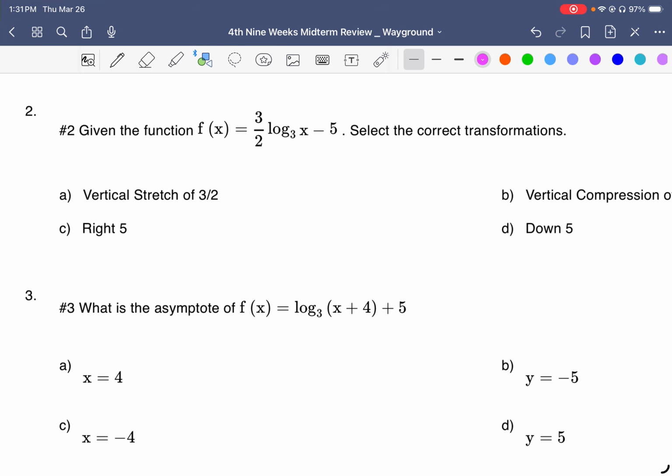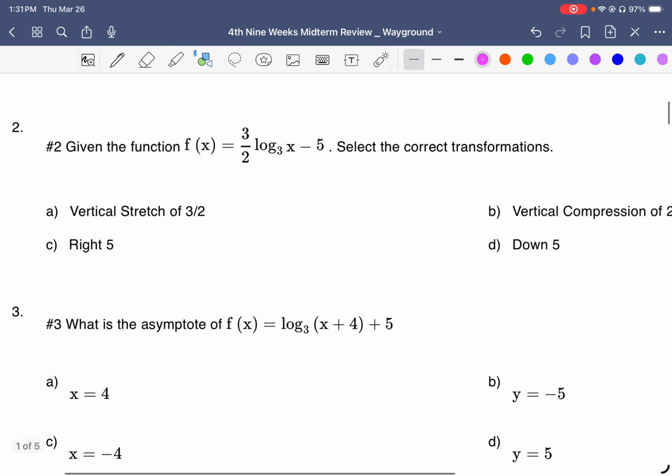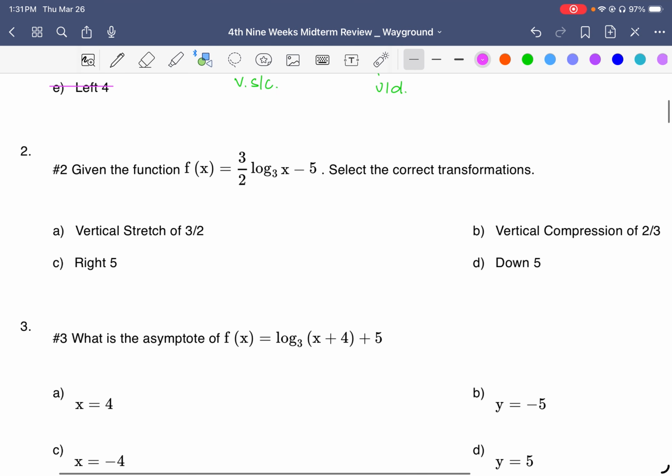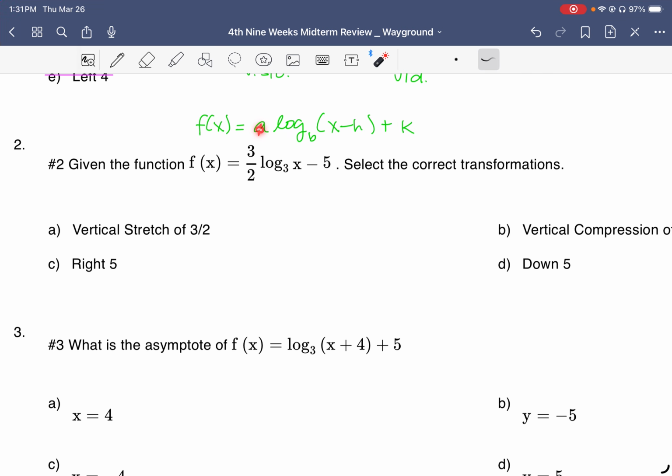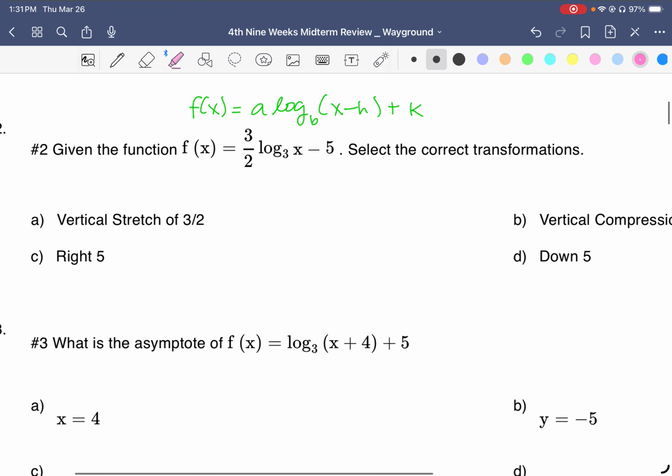Given the function f of x equals 3 divided by 2 times log base 3 of x minus 5, select the correct transformations. Okay, so what I'm going to do again is refresh your memory on the equation. So it's a times log base b of x minus h plus k. And then it's the same thing, vertical stretches and compressions, left and right, up and down.